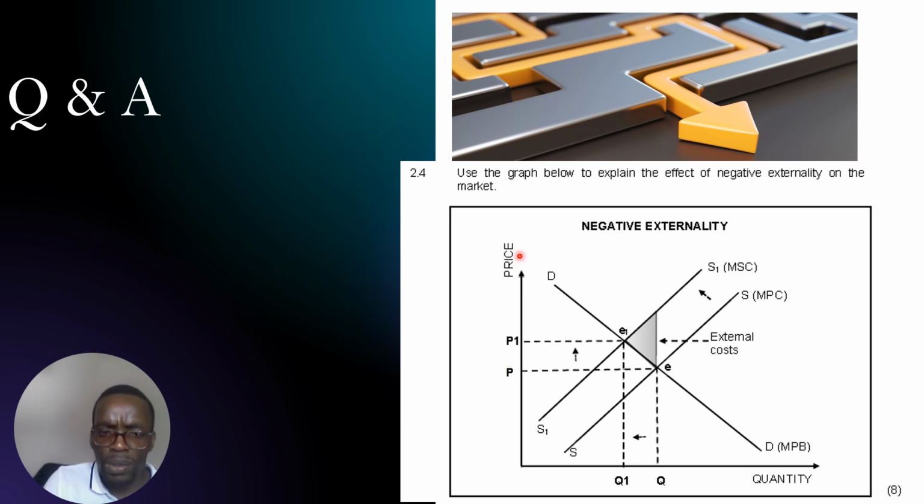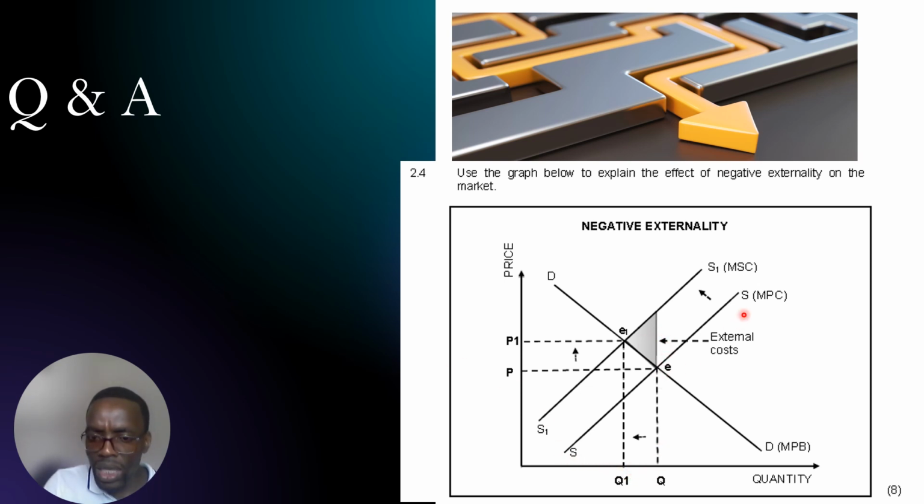It starts by saying, use the graph below to explain the effects of negative externality on the market. You can see that it's written negative externality, but even if it was not, learners would need to know that this is a negative externality graph. Why? Because we have a social cost and a private cost, and this cost that is shaded here resembles an external cost borne by third parties who were not involved in the initial transaction. We can also see that the price is shifting from P to P1, which means there's an external cost that has been incurred by third parties.